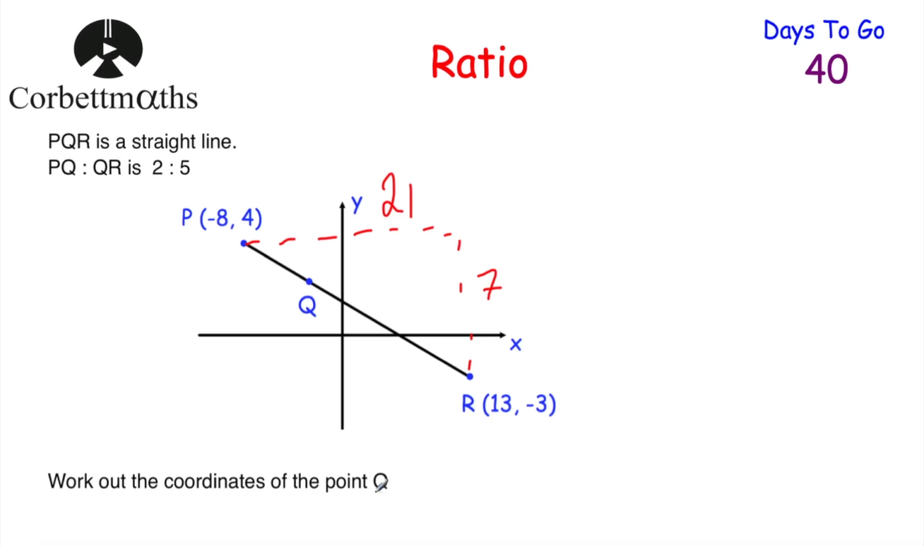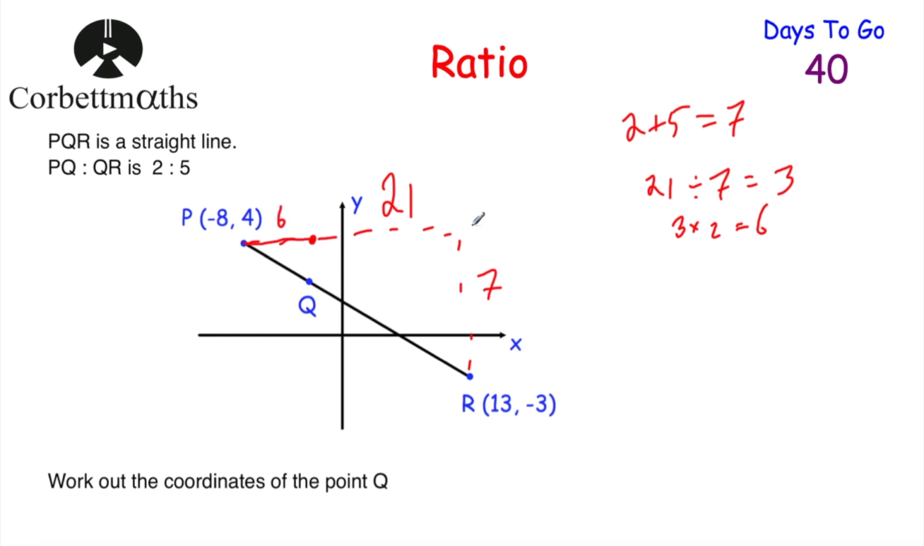But we want to find the coordinates of the point Q, so we want to get from P to Q. So to do that, let's add together the numbers in the ratio. 2 plus 5 is equal to 7. And let's take those distances and divide them by 7. So let's focus horizontally to begin with. 21 divided by 7 is equal to 3. But now we need to multiply by the PQ number in the ratio, which is 2. So 3 times 2 is equal to 6. So to get from P to Q, I'm going to have to go 6 across.